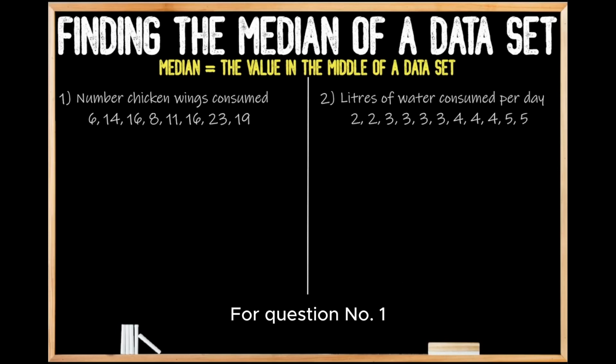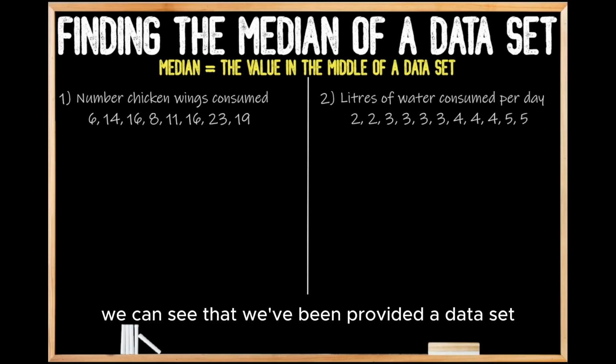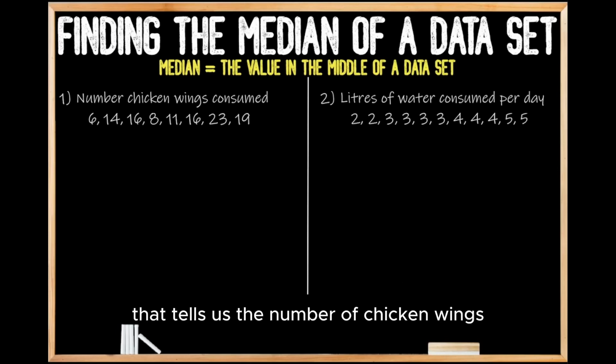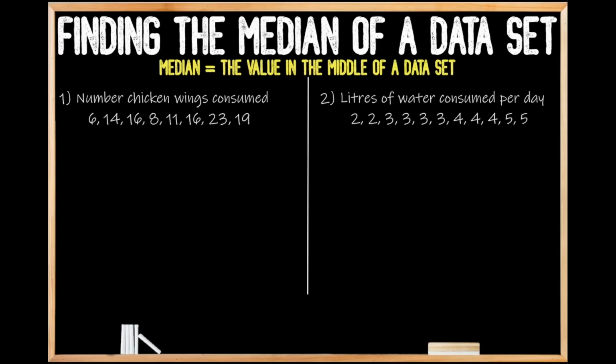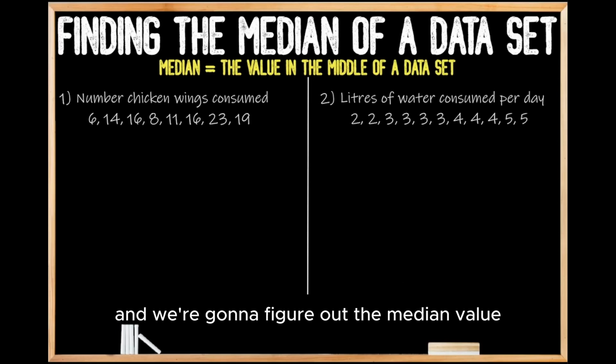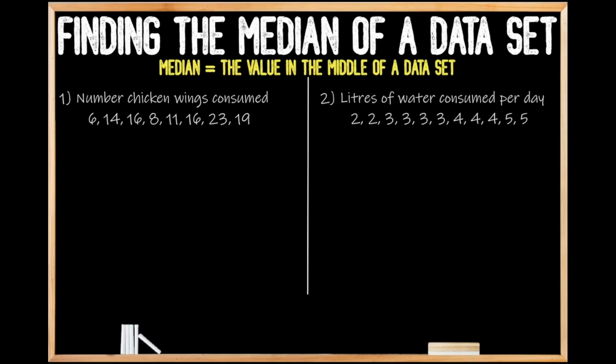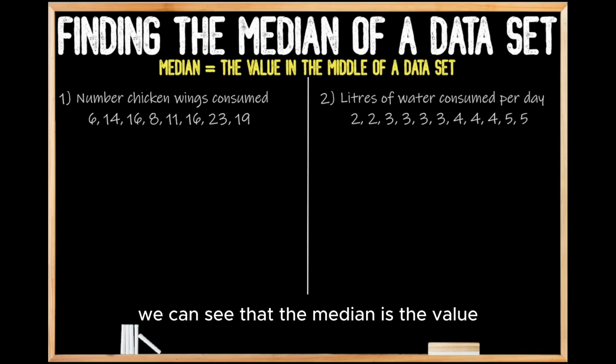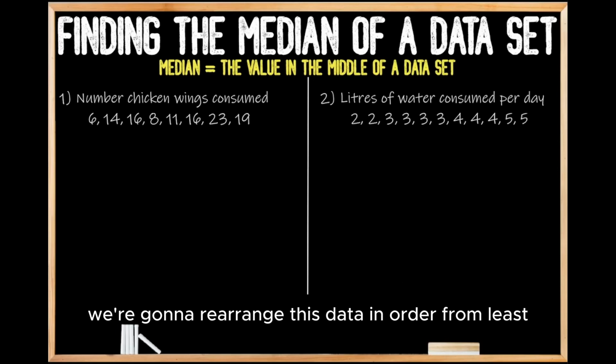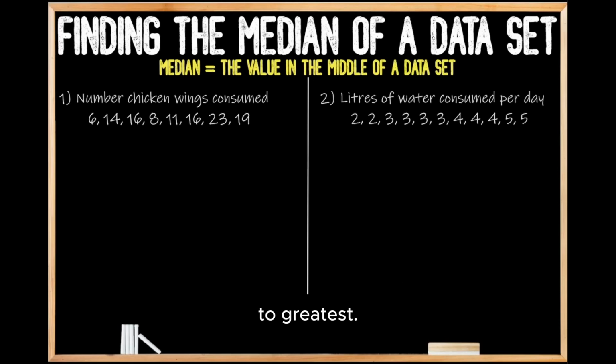For question number 1, we can see that we've been provided a data set that tells us the number of chicken wings consumed by a group of 8 friends. And we're going to figure out the median value of that data set. Looking up top here, highlighted in yellow, we can see that the median is the value in the middle of a data set. So in order for us to figure out the median for question number 1, the first thing we're going to do is rearrange this data in order from least to greatest.